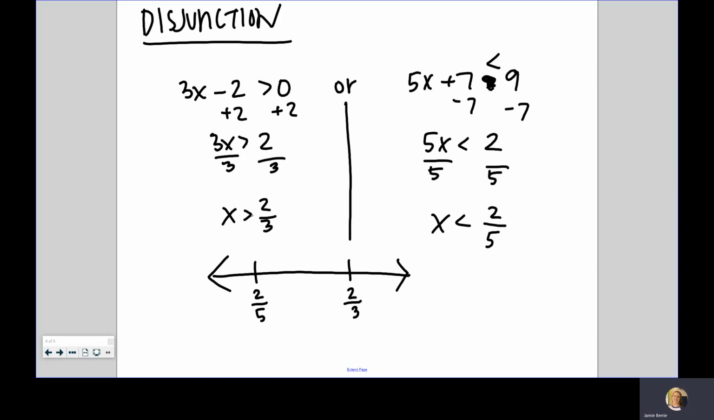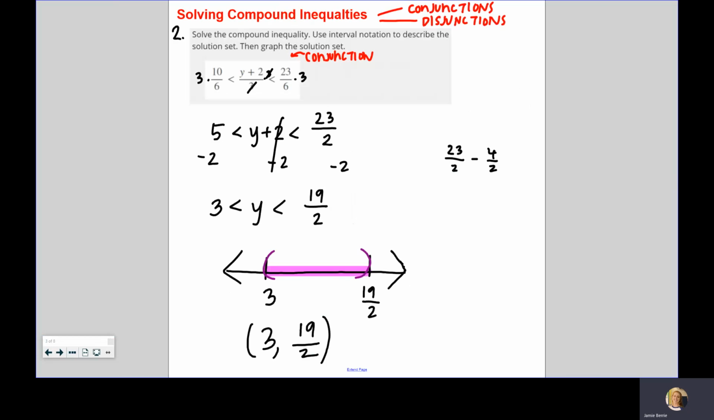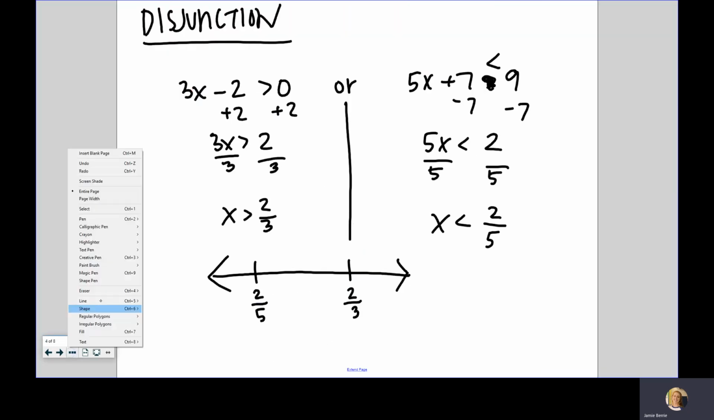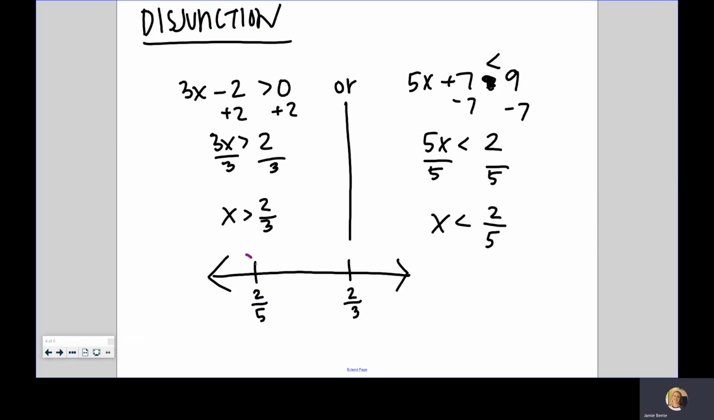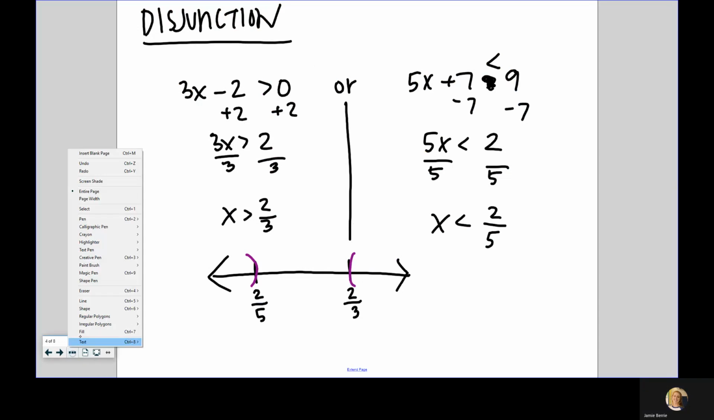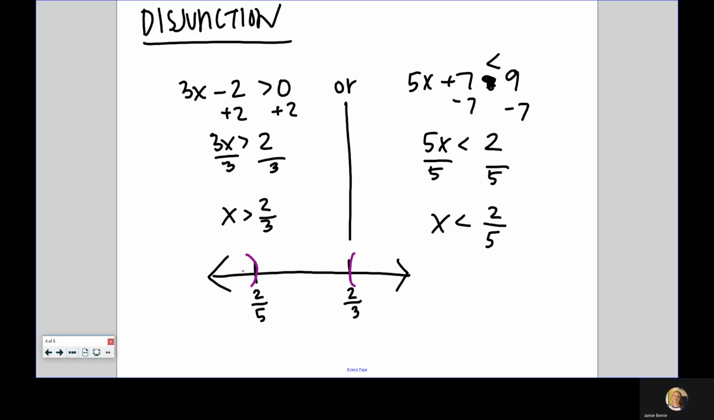All right, and then neither one of these has an equal to on it, so that tells us they're going to be parentheses. That's how we're going to represent them on the number line. And with disjunctions, you're going to shade on the ends of the number line. You remember with conjunctions, we shade in the middle. With disjunctions, you shade on the outside. So we're going to draw our little parentheses facing the shaded area, which is going to be on the outsides, and then shade over here on the outside. So this says x has to be greater than 2/3, which would be on the right-hand side of 2/3, or it has to be less than 2/5, which would be on the left-hand side of 2/5.